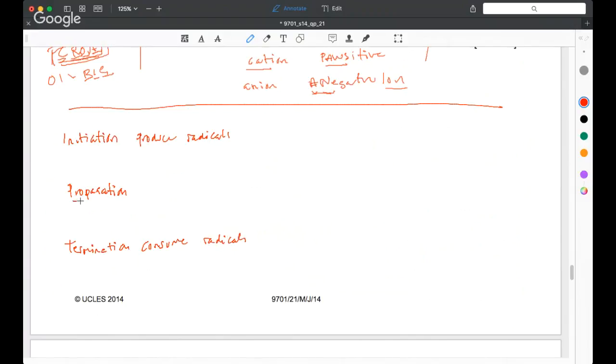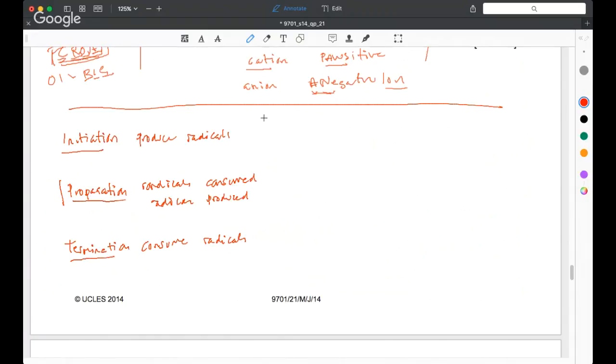And what's tricky or interesting about this middle step, the propagation step, is that radicals are consumed and, in the propagation step, radicals are produced. And that's why this propagation step keeps the reaction going, because even though it consumes radicals, it also produces them. And so it keeps the reaction going. And that's generally, the examiner is saying, the difficult step for students to get.